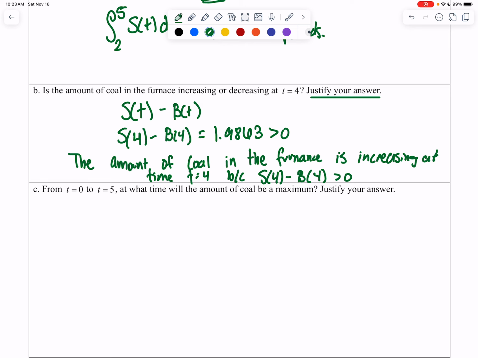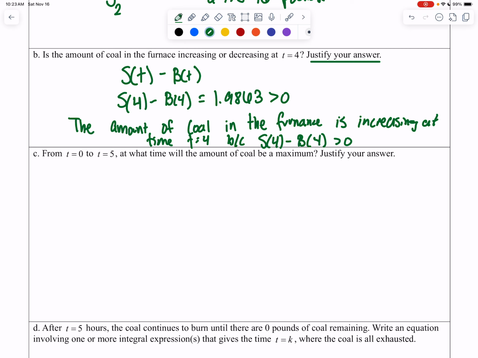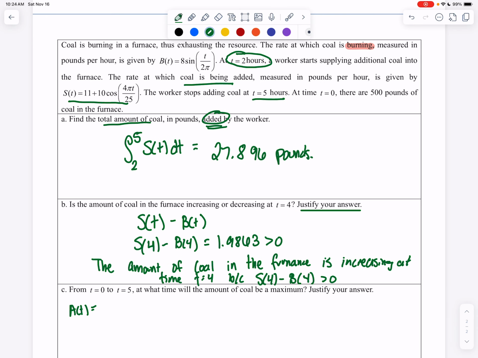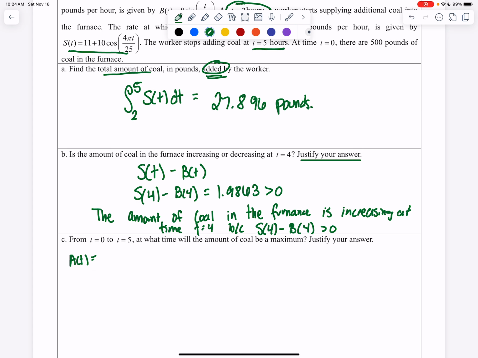All right, part C is going to be the tricky part because, once again, you had to look at your time intervals. From 0 to 5, at what time will the amount of coal be a maximum? So here's what we know so far based off of my question. I have my rate in, but that only starts at 2 to 5. So I'm going to go from 2 to t, and that's going to be S of t dt.